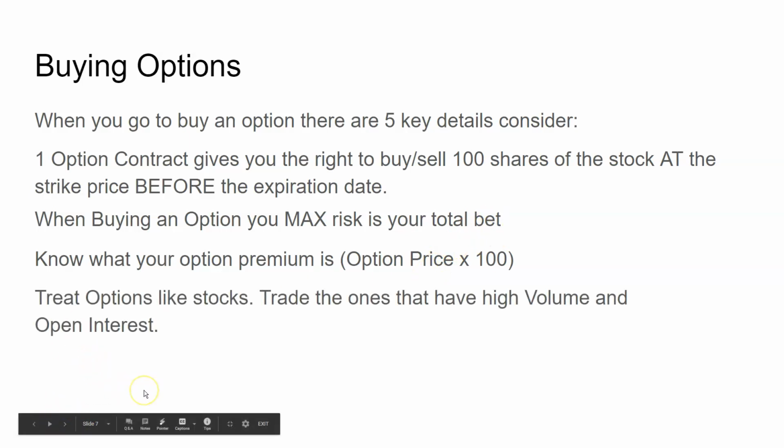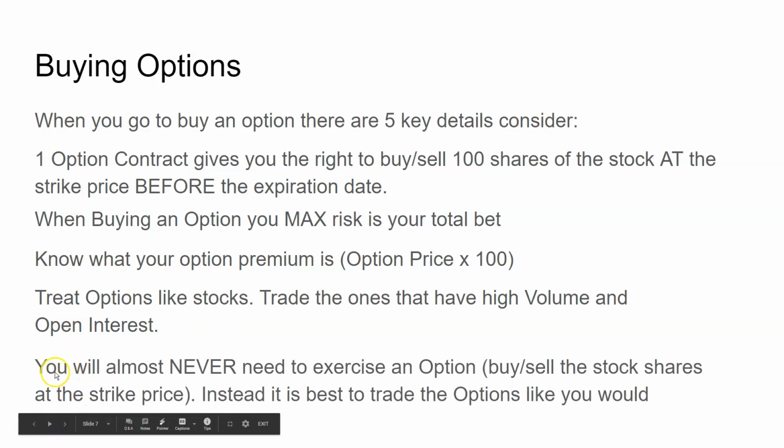Treat options like stocks. Trade the ones that have high volume and open interest. And I'll show you how you can find the volume and open interest in our examples. But options are just stocks. It's giving you the right to buy a stock, and you can actually make more money on option plays versus regular stock plays, and I'll show you that in our examples again.